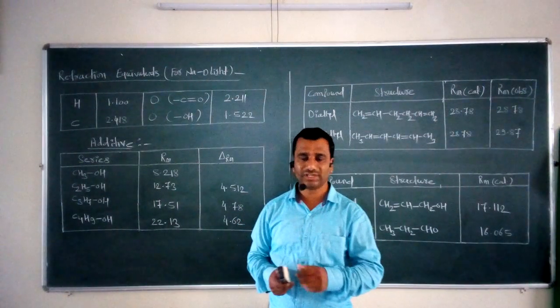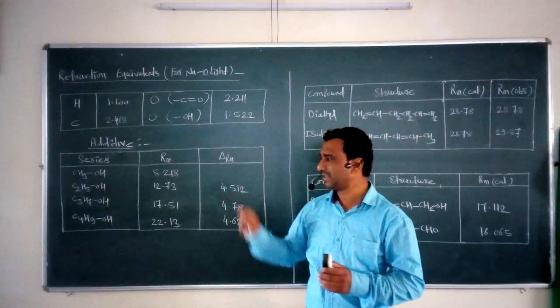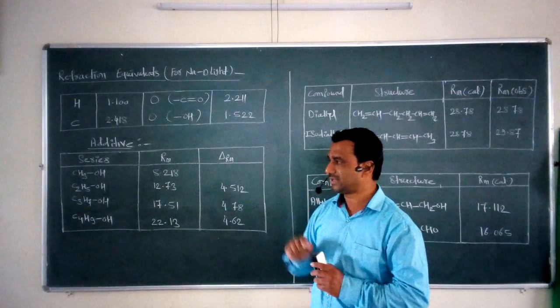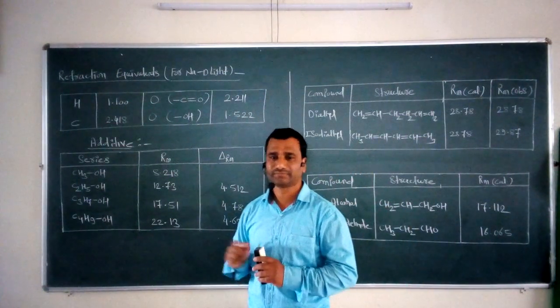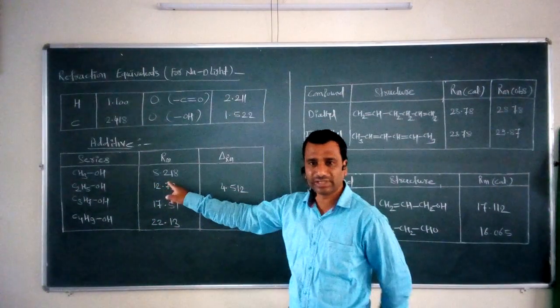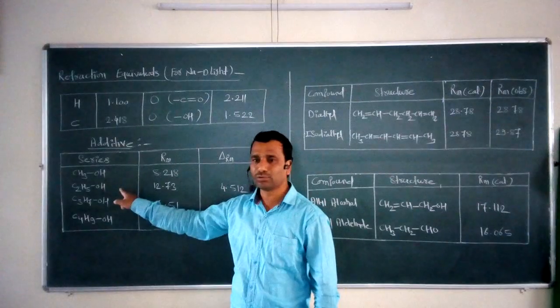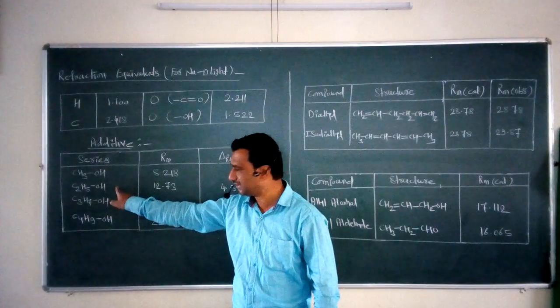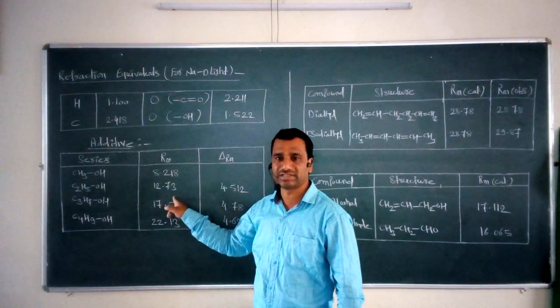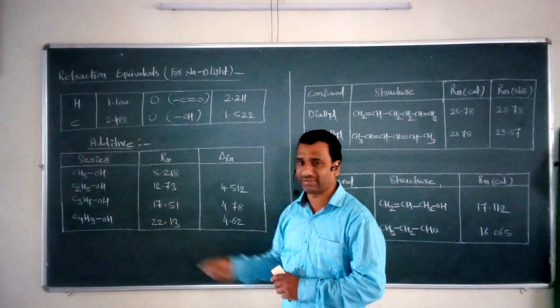Now our interest is to know the magnitude of molar refraction for each and every organic compound. So first of all, if we look at the first example from this series, it is called methyl alcohol. What is the value of molar refraction for methyl alcohol? It is 8.218. Secondly, the second example is ethyl alcohol, and its value is 12.73. In this way, 4 different alcohols are given along with their respective molar refraction values.